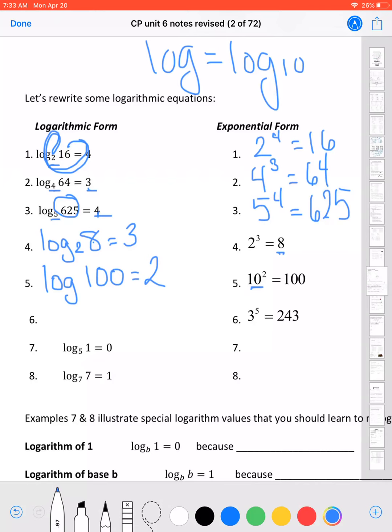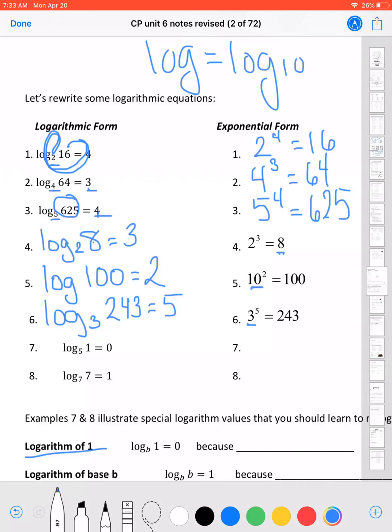Do number 6. I'll do all of these, again, just for practice. Log. Since the base of the exponent is no longer 10, we have to write it. Log base 3 of 243 is equal to the exponent. So again, hopefully pretty basic, and we'll do the last two, just so that way I can talk about these different things here.